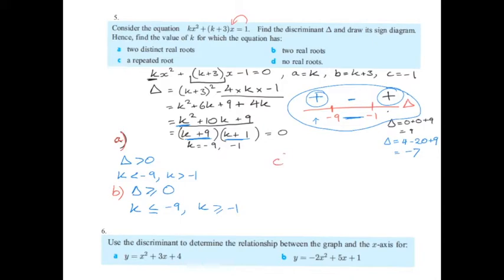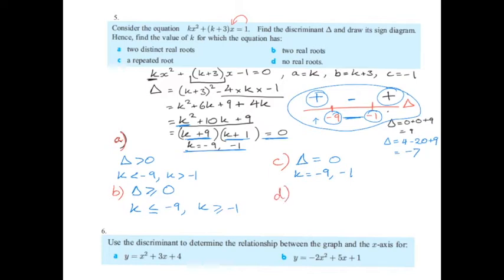For C, a repeated root, in other words, two equal roots. That's another way to say two equal roots. And that's when the discriminant equals 0. When does the discriminant equal 0? That's actually on -9 and -1, because that's what we got from here when we made the discriminant equal to 0. So that's when k equals -9 and -1.